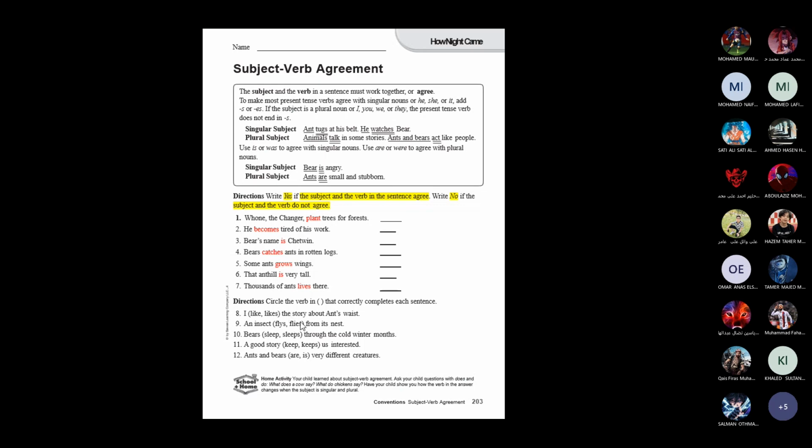The second one, ya Tamir. This correction is for the spelling. So, no names here. The one who hasn't written his name, Muhammad Ashraf. Okay, Muhammad. Very good, yeah, Muhammad. Hazim Tahir.